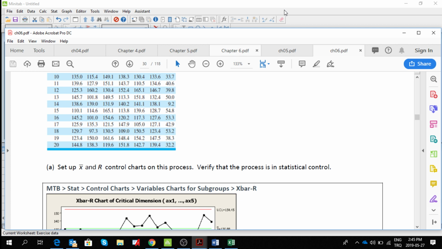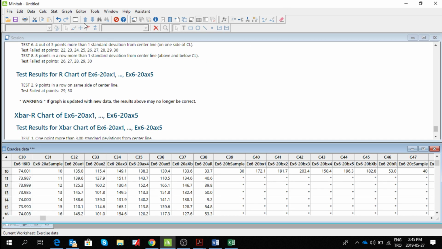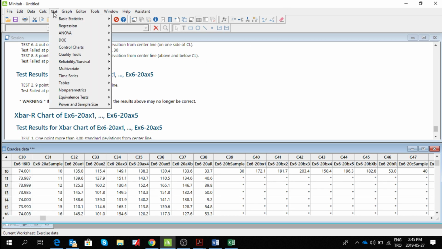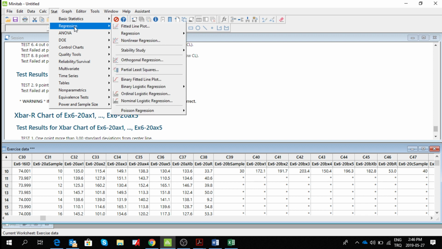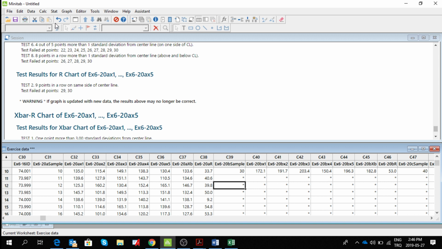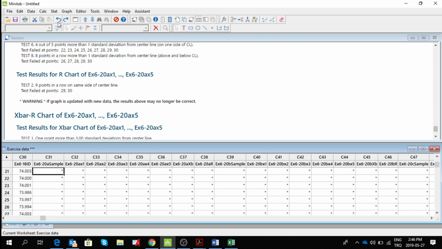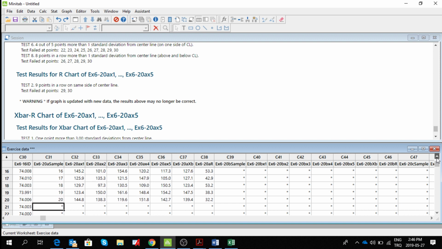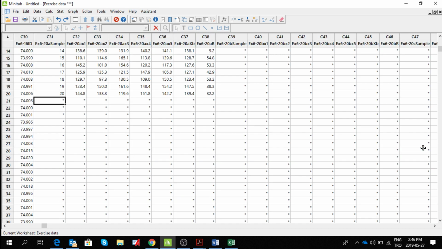What do we do? We are going to open up our Minitab and go to stats. Before I do, I need to go back and make some changes, which I did actually. Okay, so I want you to look at the data set in here. I'm going to make it a little bit larger for you.